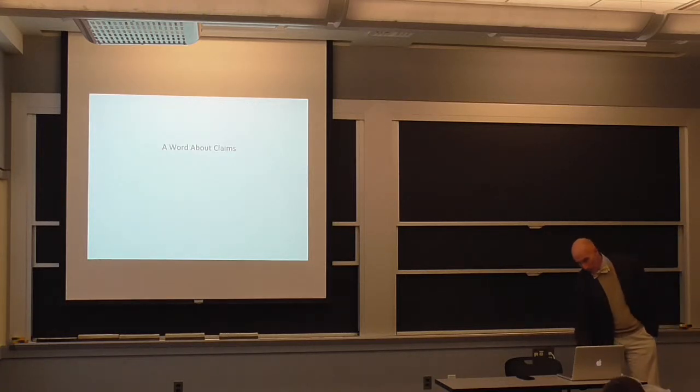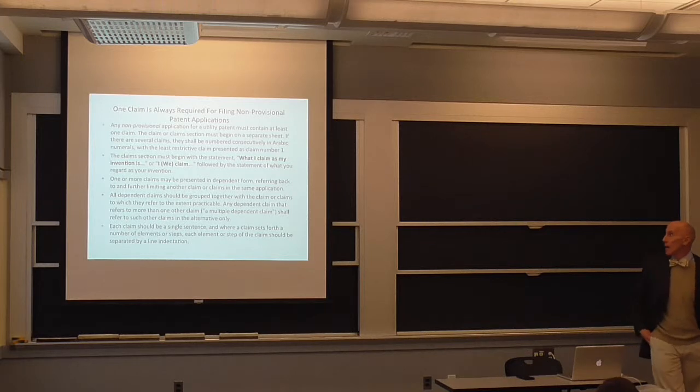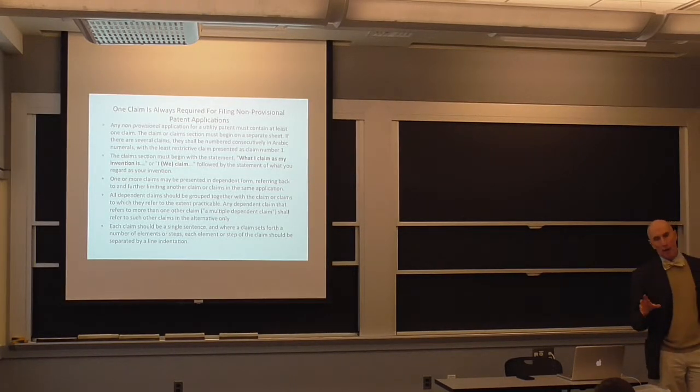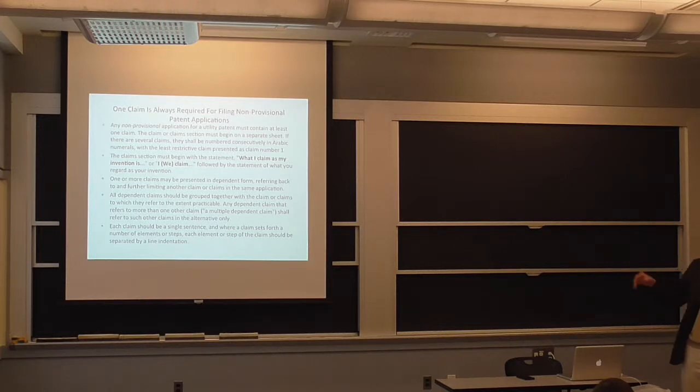A word about claims. Any non-provisional application for utility patent must contain at least one claim. Notice I said non-provisional. So a provisional application doesn't require a claims section. But one thing I always advise my clients to do is to put in a claim section, even just one claim. And the reason for that is, well, I'll explain.